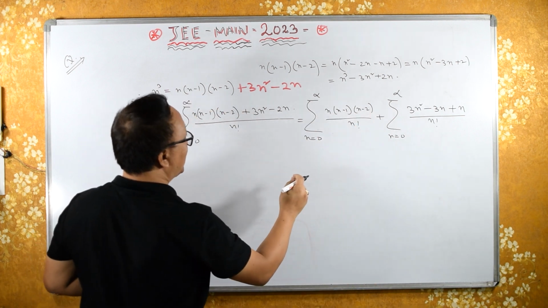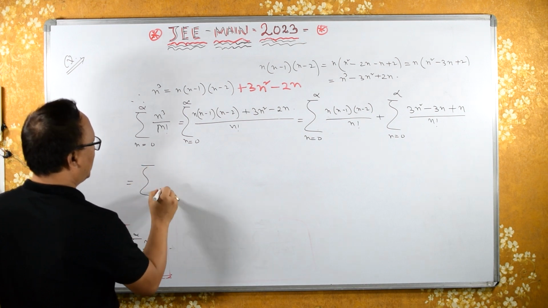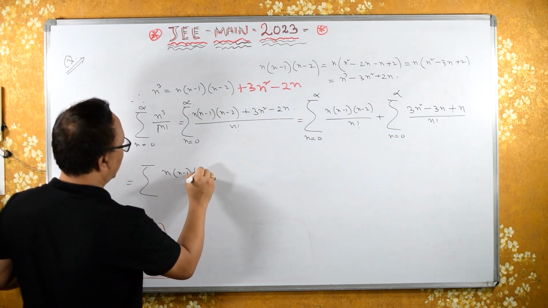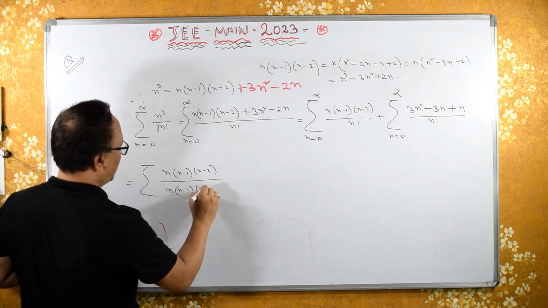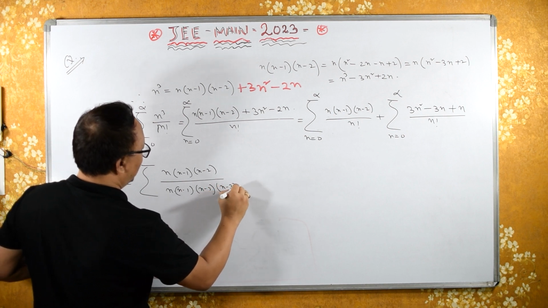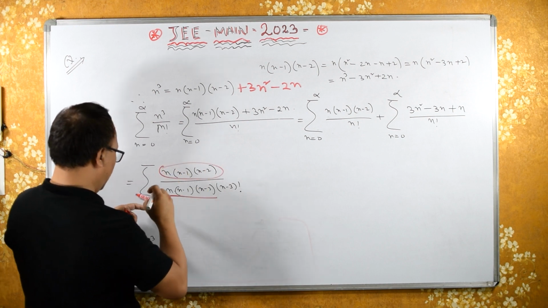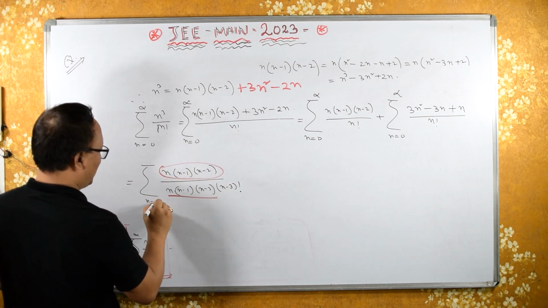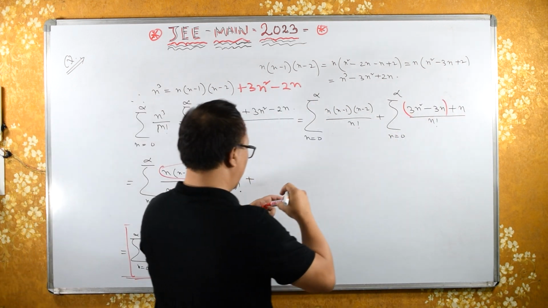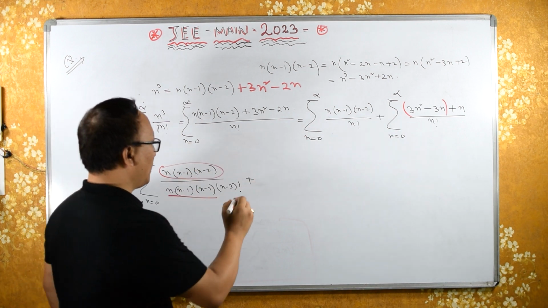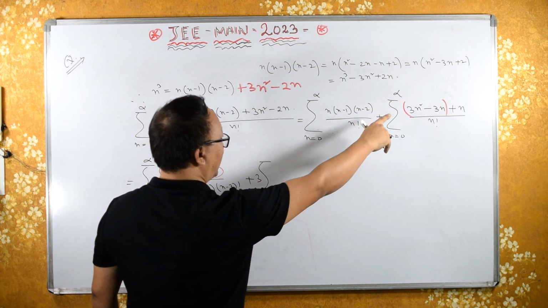So n factorial can be written as n into n minus 1, n minus 2 upon n factorial, which is the same as n into n minus 1, n minus 2, n minus 3 factorial. Therefore this whole term and this gets cancelled. And when n goes from 0 to infinity plus, now from here I can separate. If I separate, I can take 3 common over here, and again I can take n common also from here.